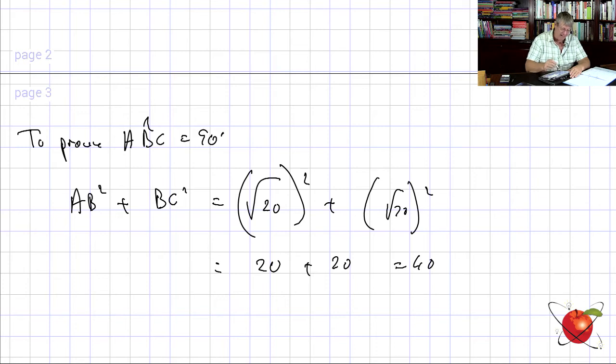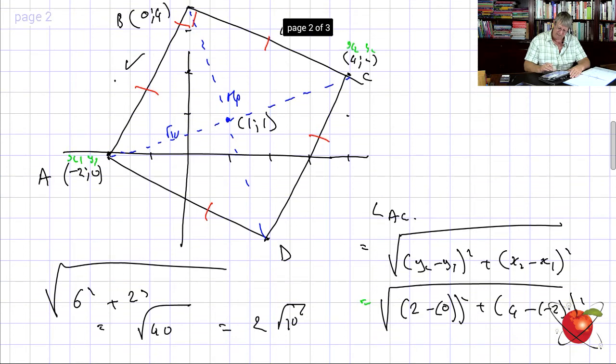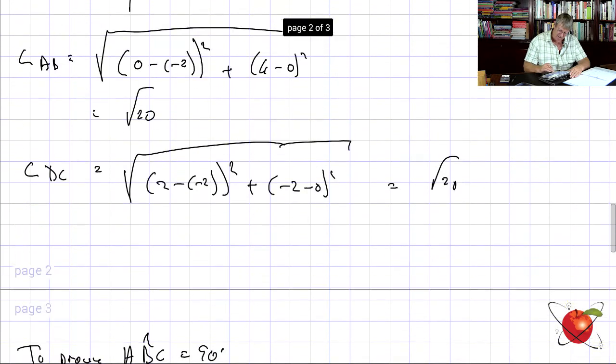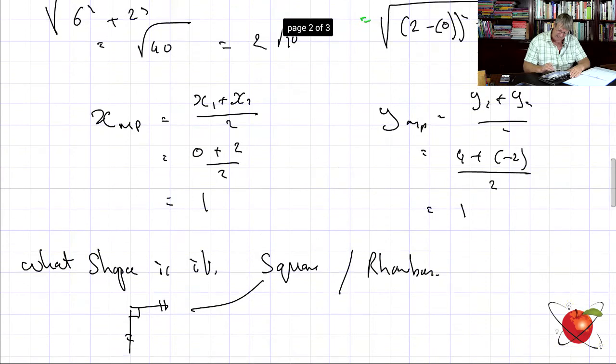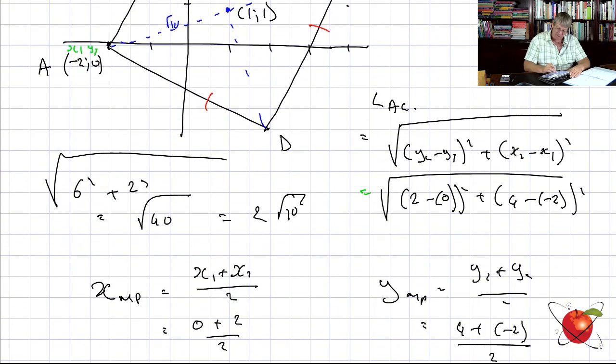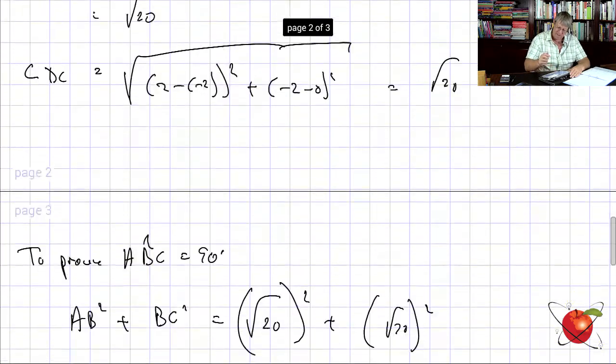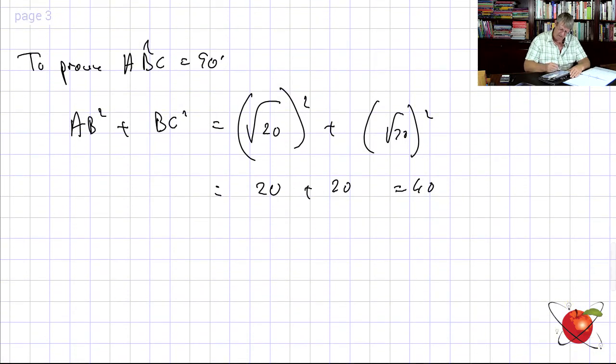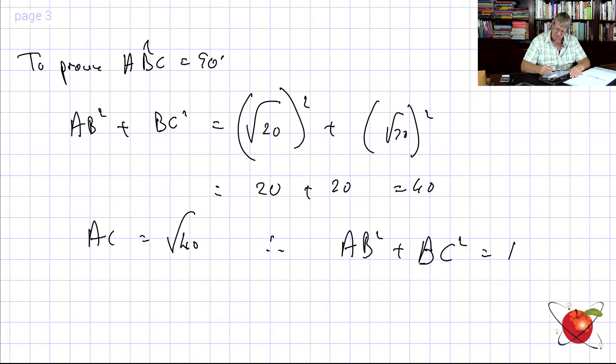Let me just go back. What is AC's length? Remember we worked out AC earlier? We said the length AC was root 40, remember? But AC is equal to root 40. Therefore, AB squared plus BC squared is equal to AC squared. Therefore, angle ABC is 90 degrees.